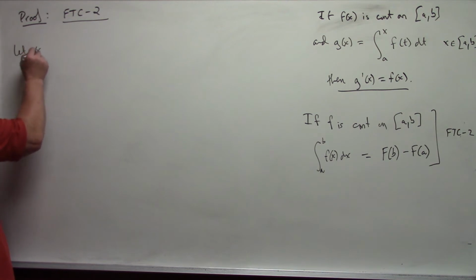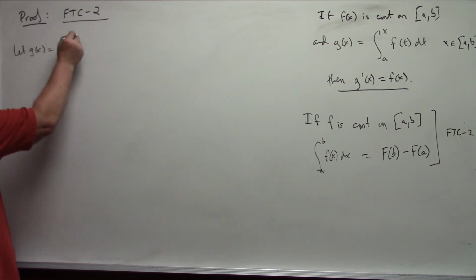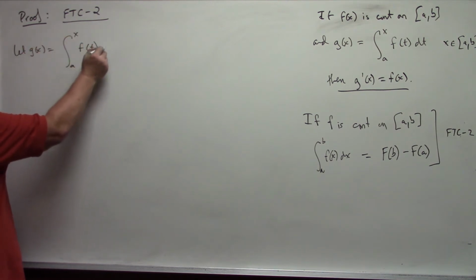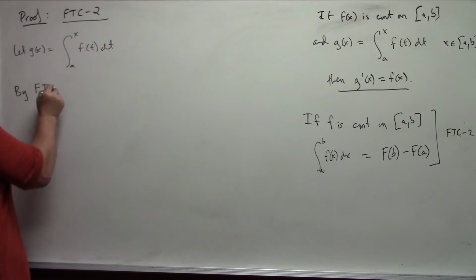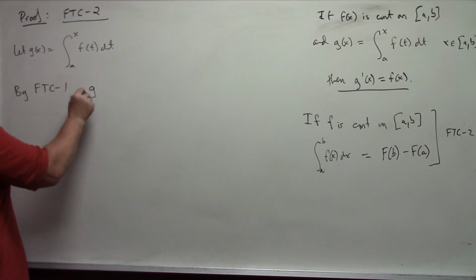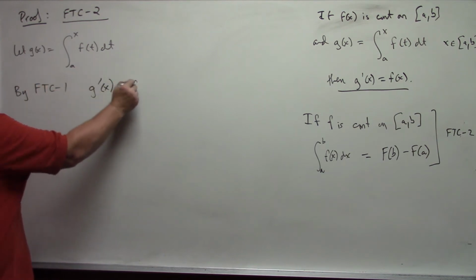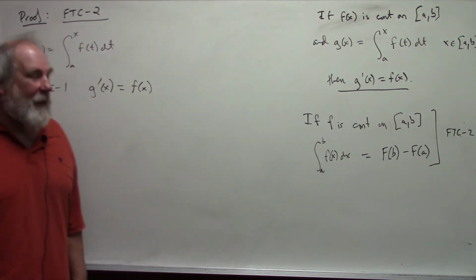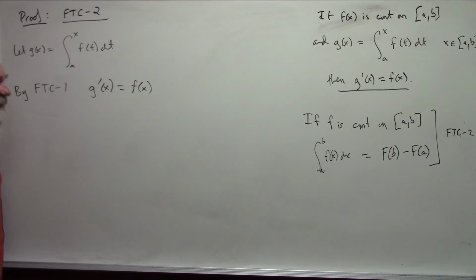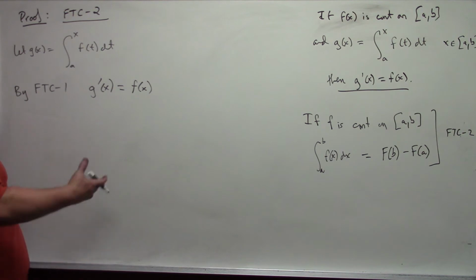Let g of x be the integral from a to x of f of t dt. I'm creating this integral function. By FTC 1, g prime of x is equal to f of x. That was the result that I gave there. We're not going to prove that result. We're going to take it on faith even when we talk more about FTC 1. But g prime of x is f of x.